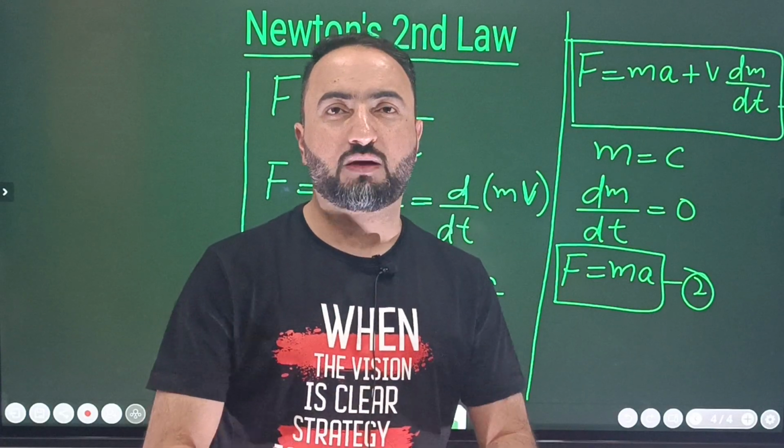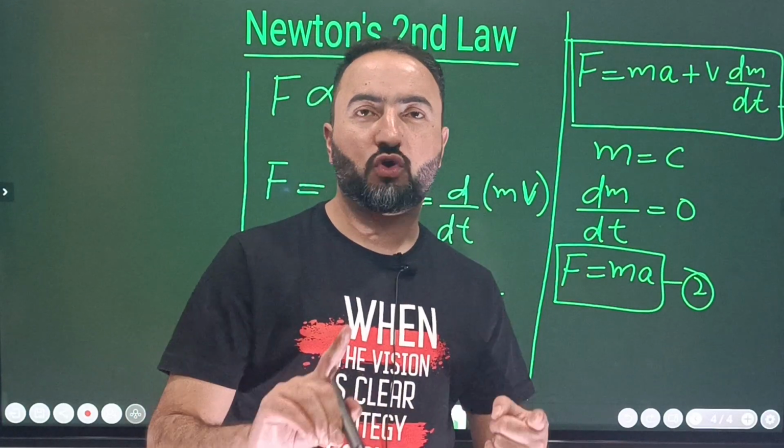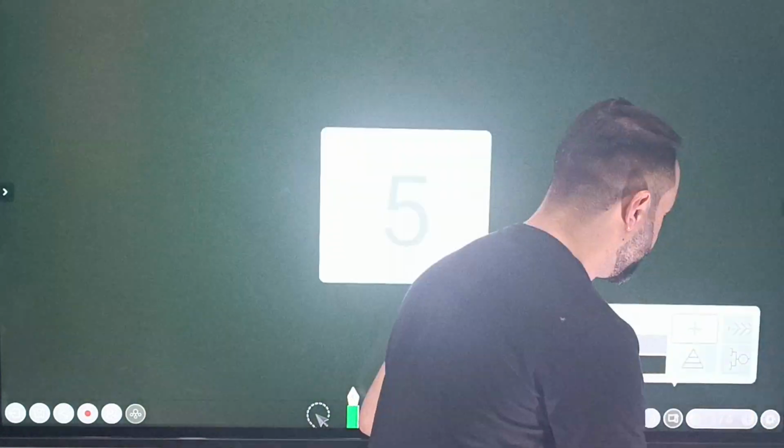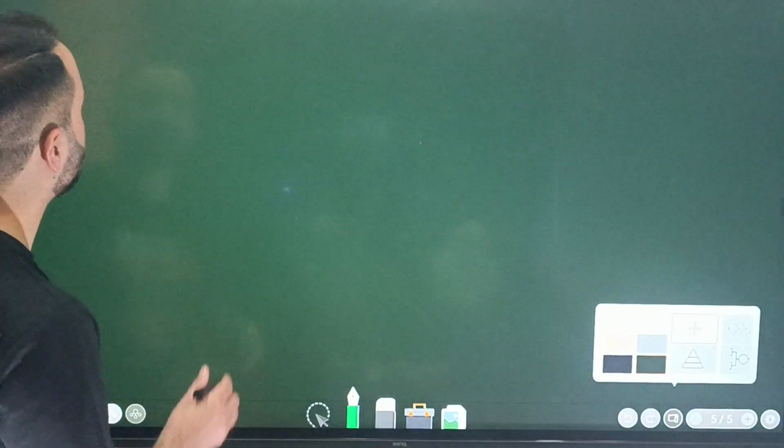Now next what we'll be doing is that we'll be solving the examples on this. But before solving the examples, let me introduce to you what we call as the impulse. ठीक है ना बेटा? What we call as the impulse and what we mean by impulse momentum theorem. All right, okay. So let me first of all summarize this.